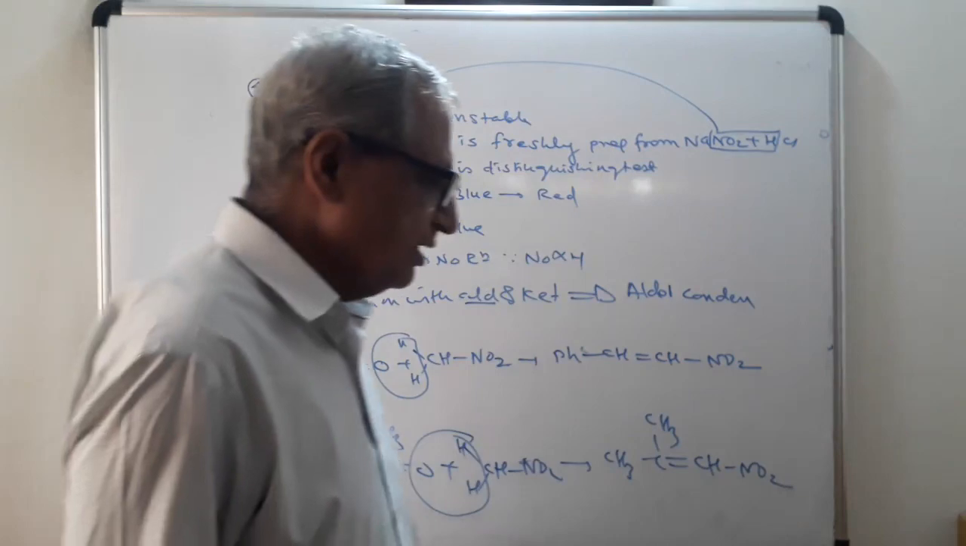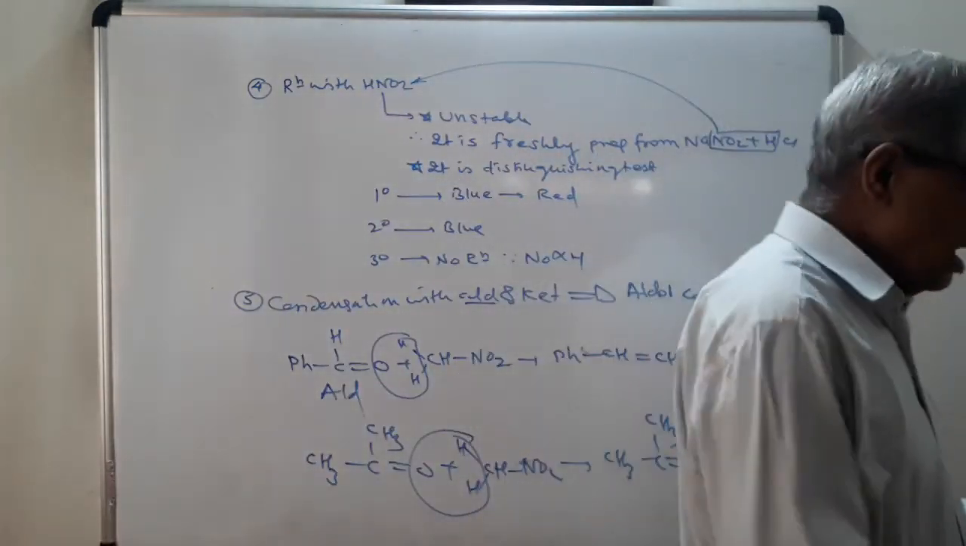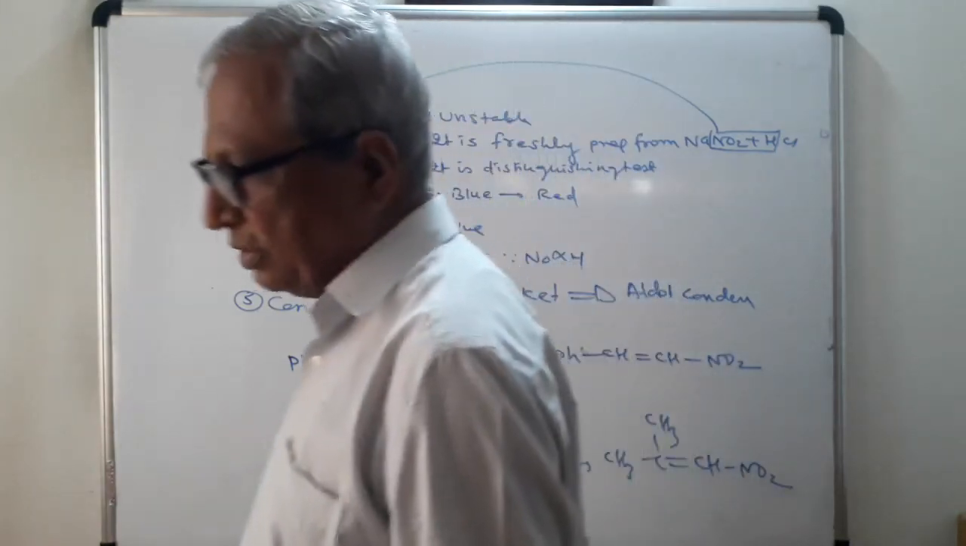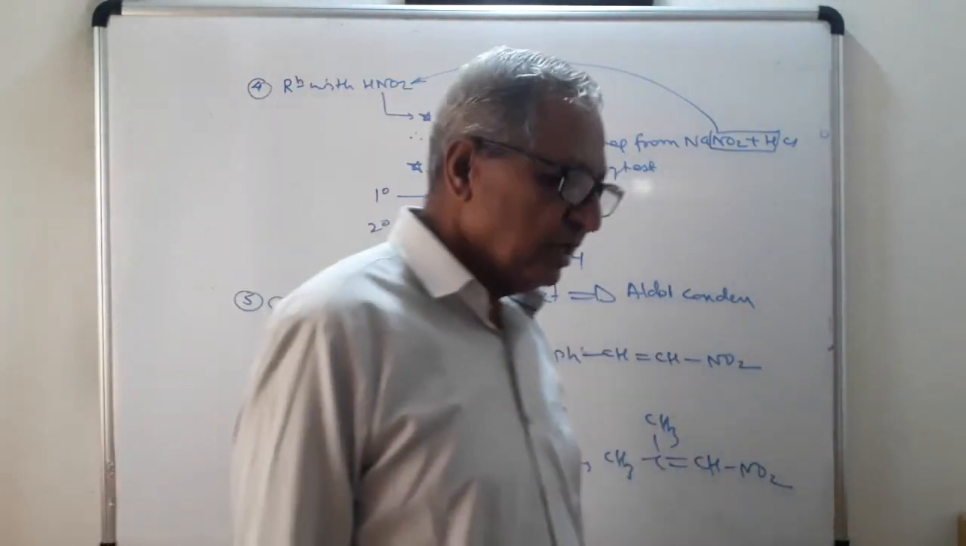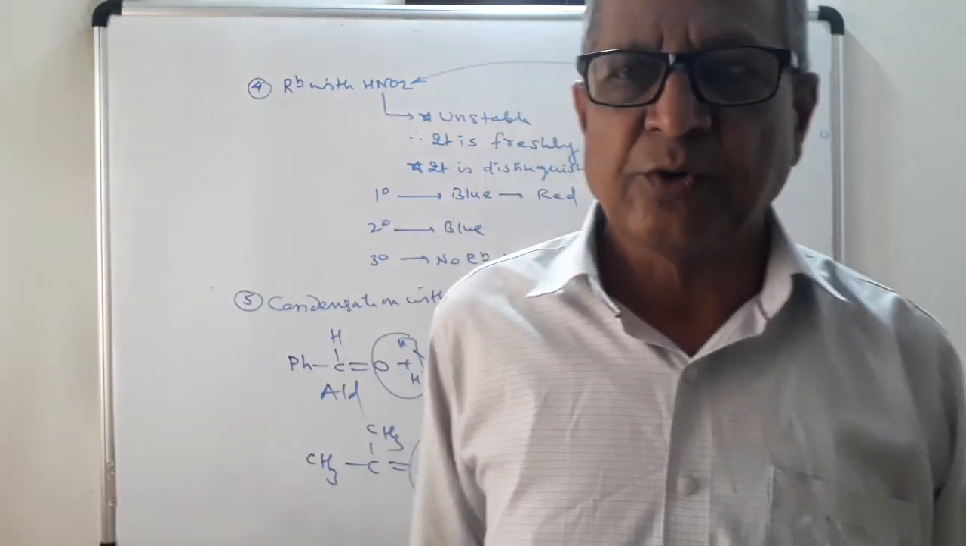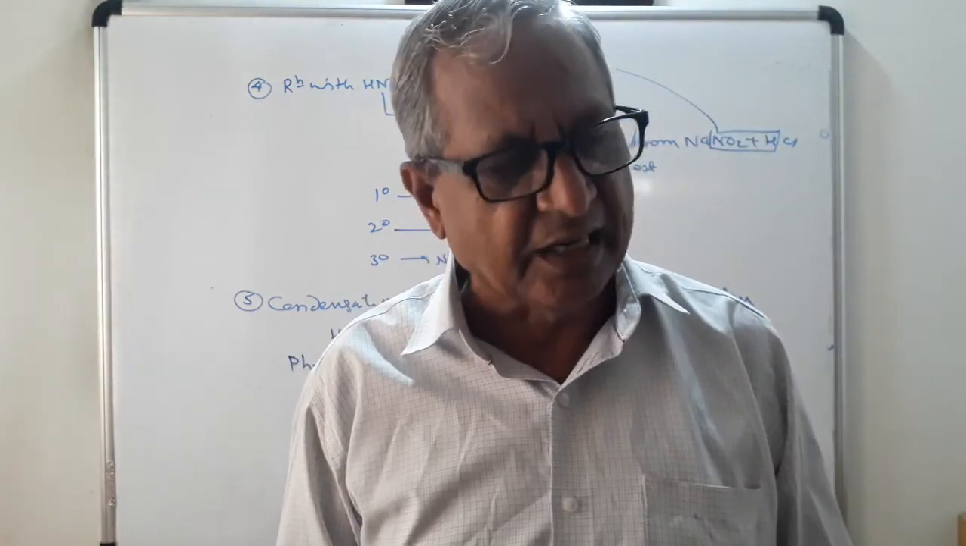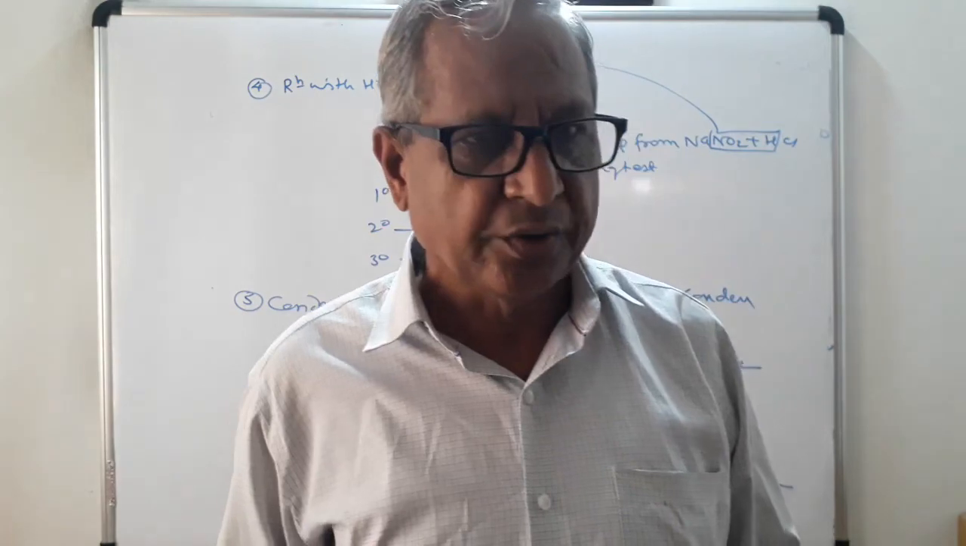So these are the reactions of nitro compounds with aldehyde and ketone. So we completed the five reactions. So we completed the topic of nitro compounds. In the next lectures we will start the second part, that is the B part, amines. Okay, thank you.